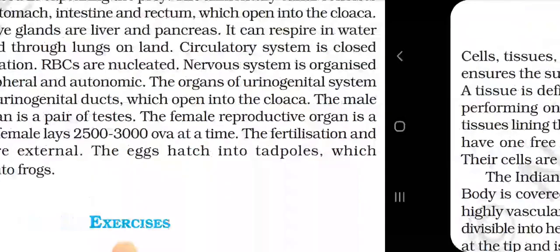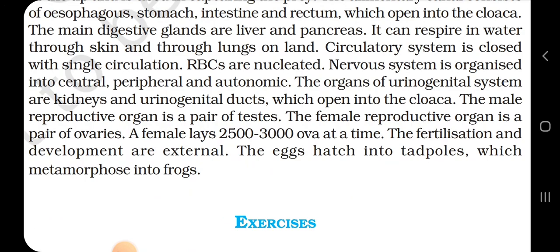The alimentary canal consists of esophagus, stomach, intestine, and rectum, which opens into the cloaca. The main digestive glands are liver and pancreas. It can respire in water through skin and through the lungs on land. Circulatory system is closed with a single circulation. RBCs are nucleated. Nervous system is organized into central, peripheral, and autonomic. The organs of the urinogenital system are kidneys and urogenital ducts, which open into the cloaca.